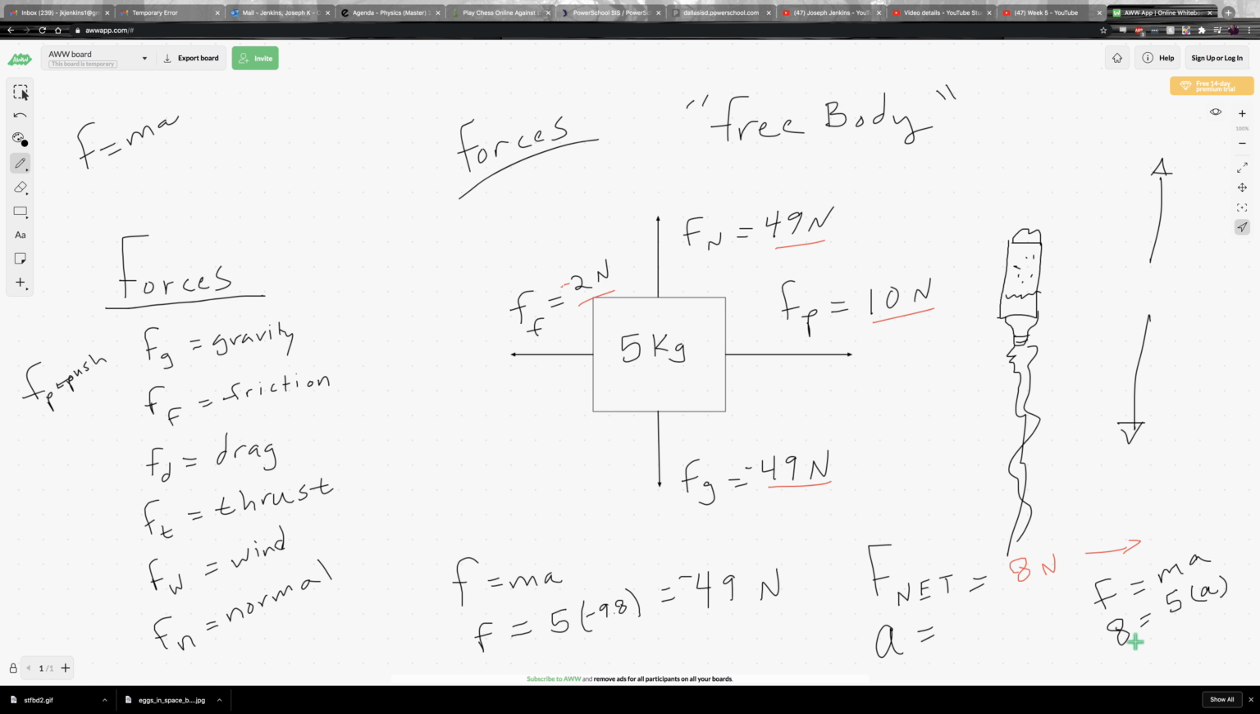And I can find this out by just doing a quick little bit of math. So I figure out 8 is equal to 5 times A. A is some number. And if I divide both sides by 5, I will figure out what A is. A equals 8 over 5. And 8 divided by 5 is 1.6. So 1.6 meters per second squared.